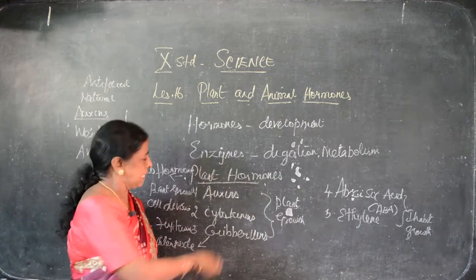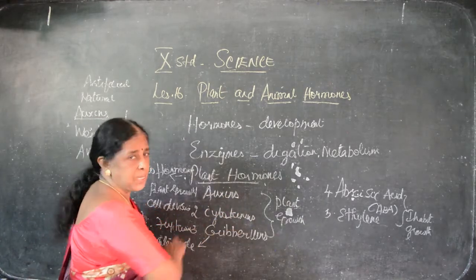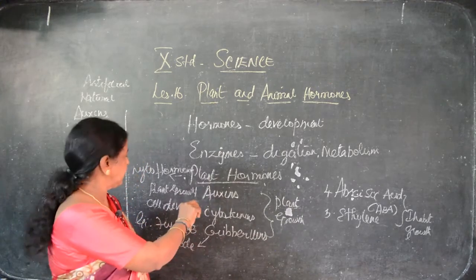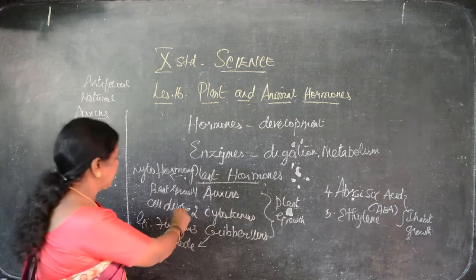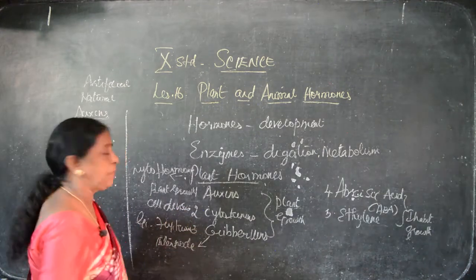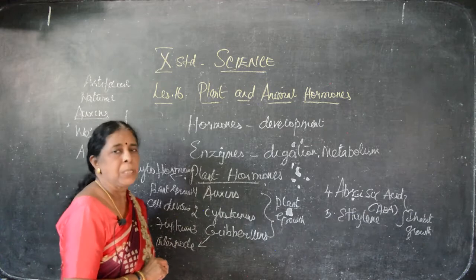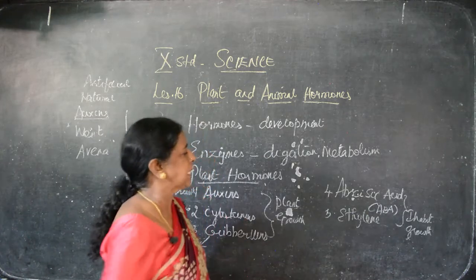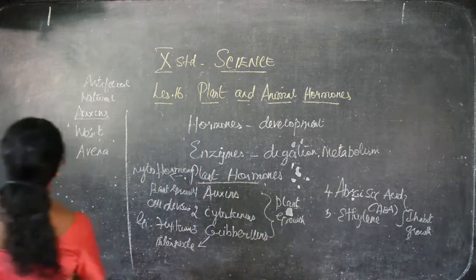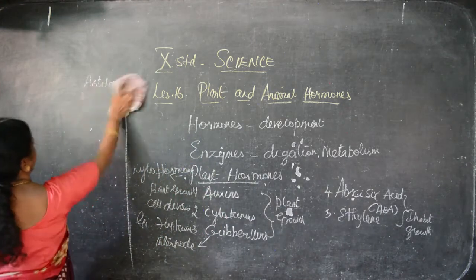Three hormones: auxins, cytokinins, and gibberellins. I said auxin helps in growth of the tip, cytokinins for the cell division, and gibberellin for the development of the internode. Now we have to go for the other two hormones, that is abscisic acid and ethylene. What are the important things we'll see now?